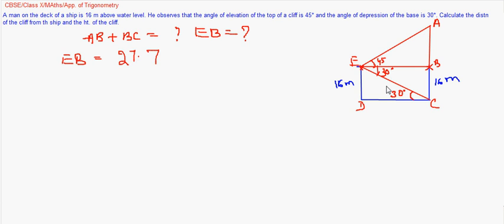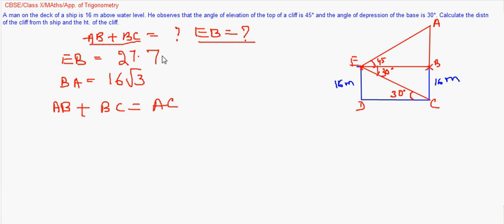Now on the other hand, you have triangle EBA, where you can take tan 45. That will give you an answer for BA. That also I write down. BA is given by 16 root 3. Now you have BA and BC is already given to be 16. So you can add AB plus BC to get your AC, which was your question. I have left this part to you. So this is one answer you can check.